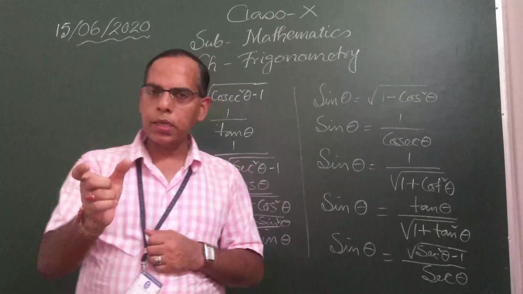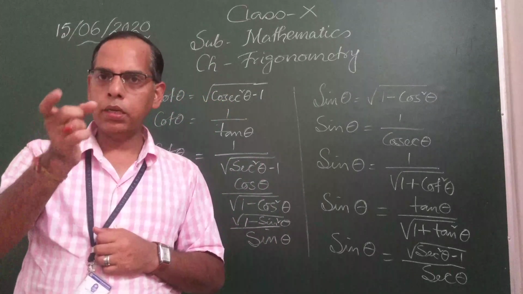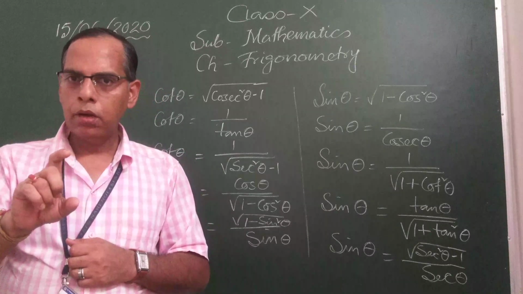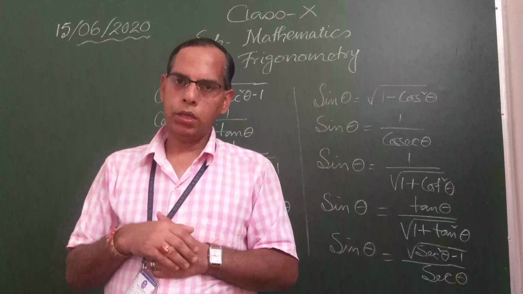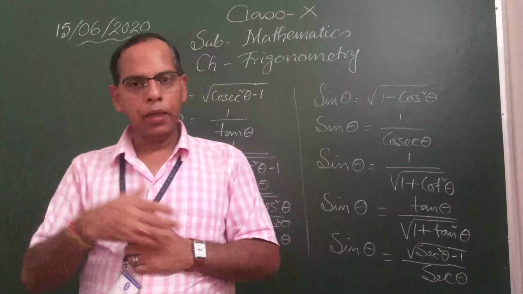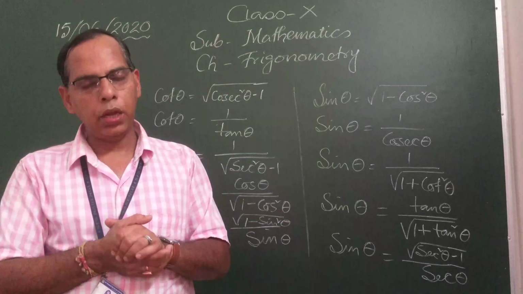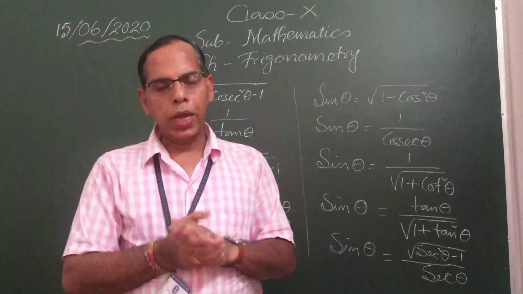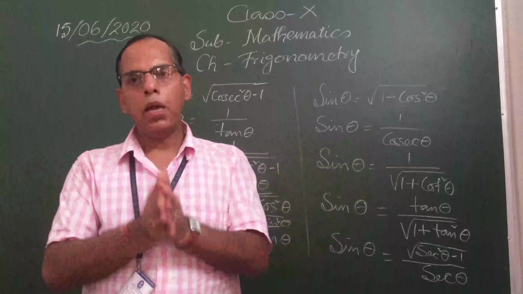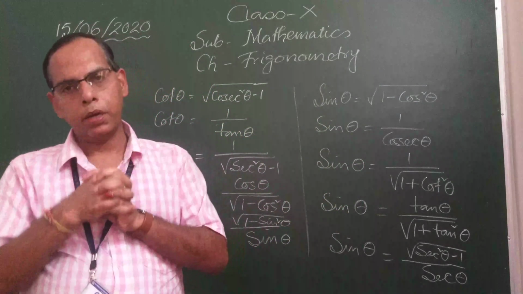90 degree minus theta, 90 degree plus theta, and 180 degree minus theta. No doubt, there are another four I did not discuss. You will get them in your higher classes. So as of now, this is the mind map of this chapter.